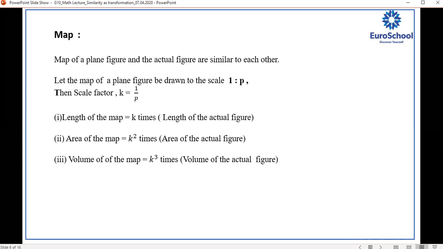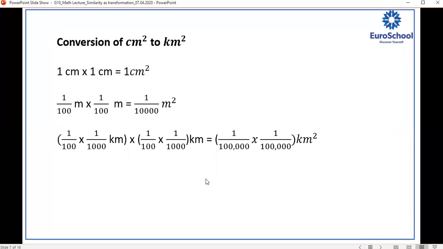Okay. So yesterday we did till here. We were doing the conversion of centimeter square to kilometer square. It's a very important conversion, and in maximum questions we are using it. Yesterday I was explaining this, and I'm continuing it now.